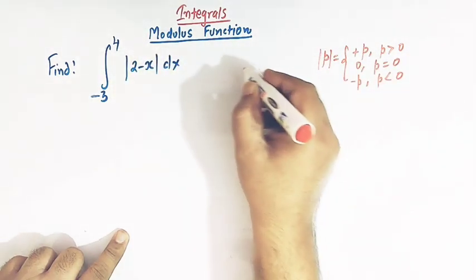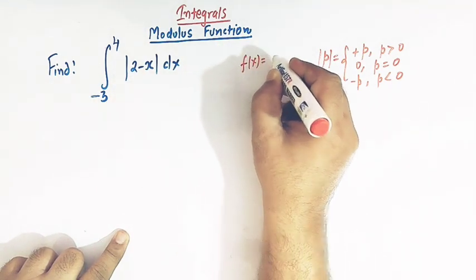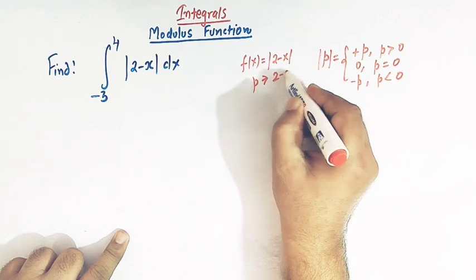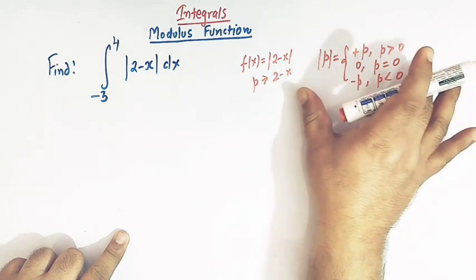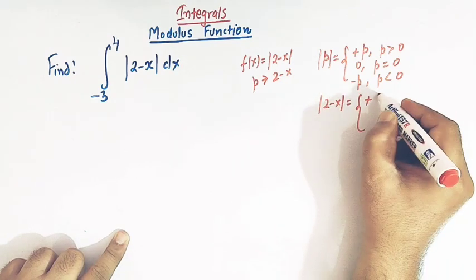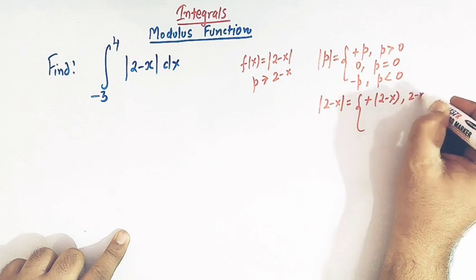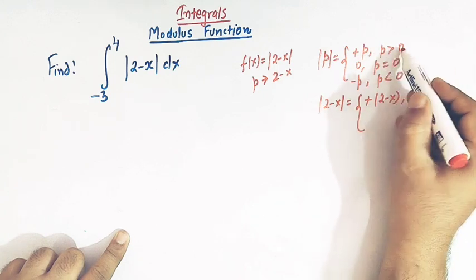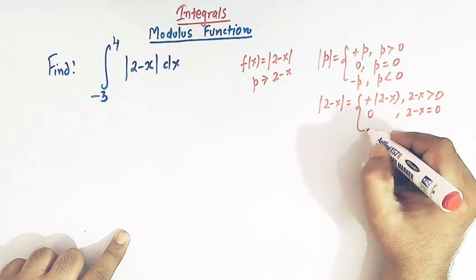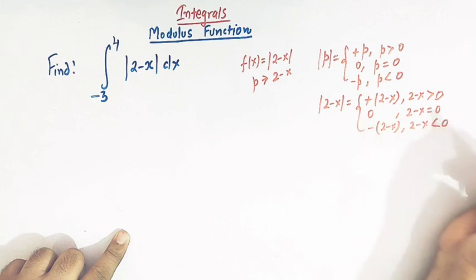Now here our integrand is mod of 2 minus x, right? So let us take f of x as mod of 2 minus x. So if we take p as 2 minus x, then see how mod of 2 minus x can be defined. So mod of 2 minus x is now positive 2 minus x, because p is 2 minus x, and 2 minus x is greater than 0, because here p is greater than 0, and this is 0 when 2 minus x is equal to 0, and this is negative of 2 minus x whenever 2 minus x is less than 0, right?